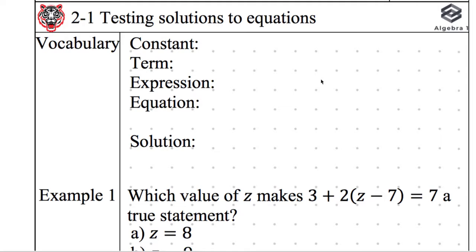Algebra 1. We are on lesson 2-1. Thank you, Montse, for hitting the lights. So we have a lot of vocabulary review because today we have a short lesson, which means we should be able to finish the Khan Academy assignment today in class.